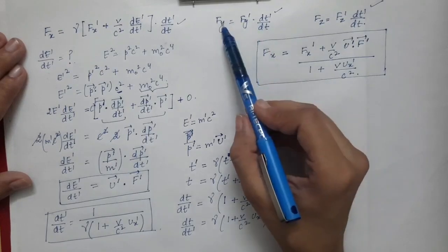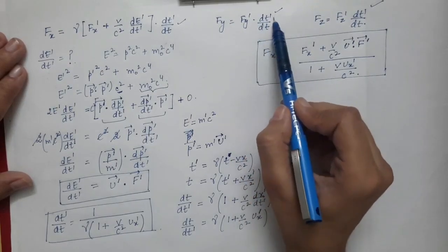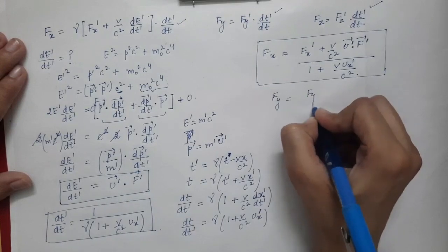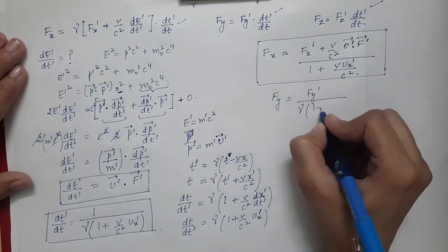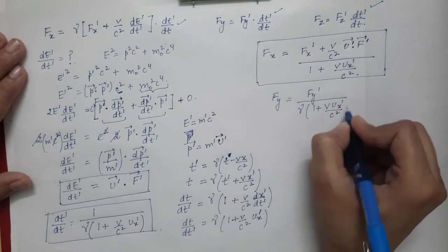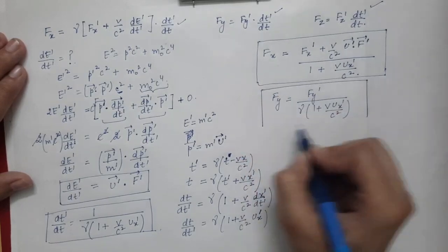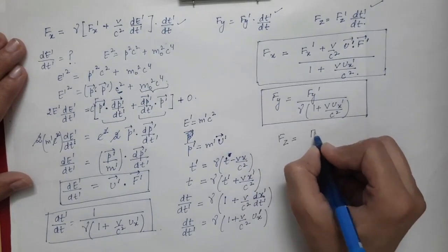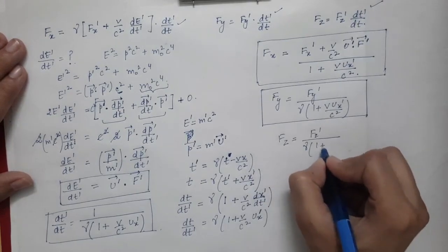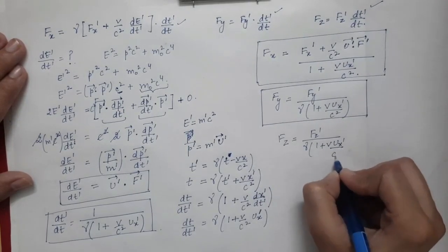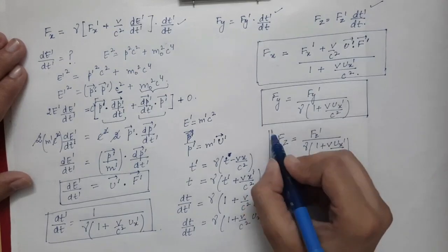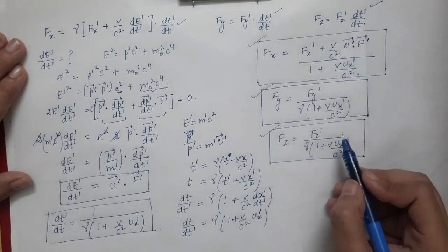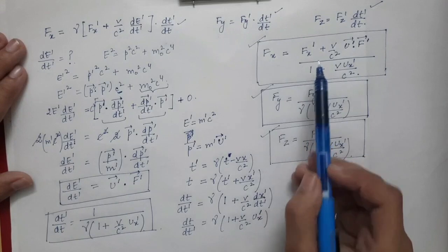Then you can find fy in terms of fy' by putting the relation of dt'/dt from here. So fy will be equal to fy' divided by γ(1 + v ux'/c²). This is the second equation. And last, fz is equal to fz' divided by γ(1 + v ux'/c²). This is the third equation. Now these three are the general equations of the relation of forces in two inertial frames.